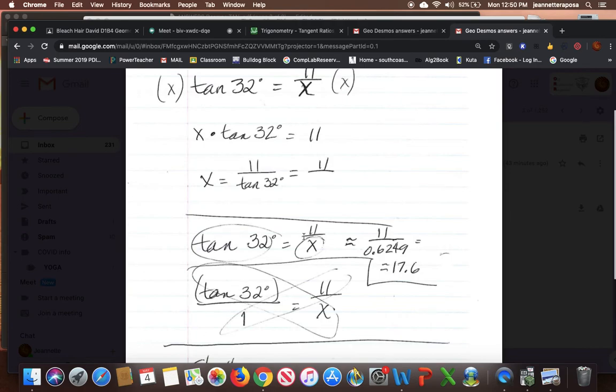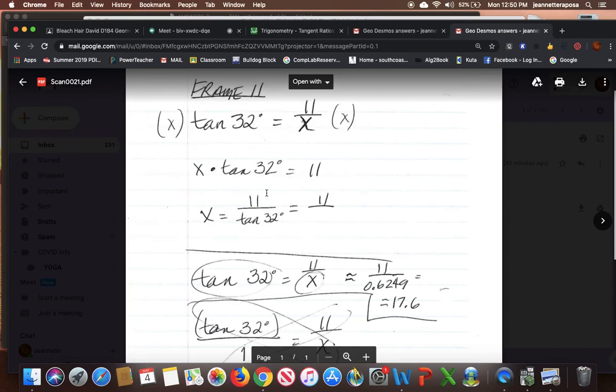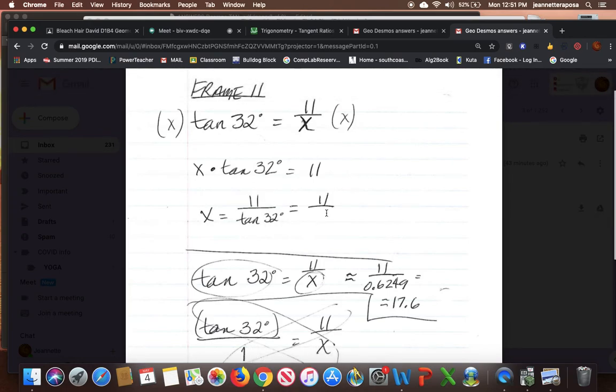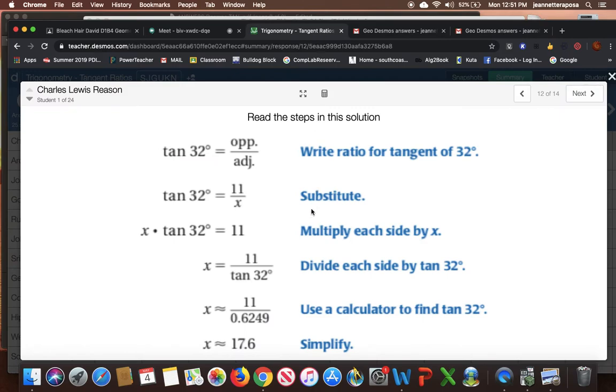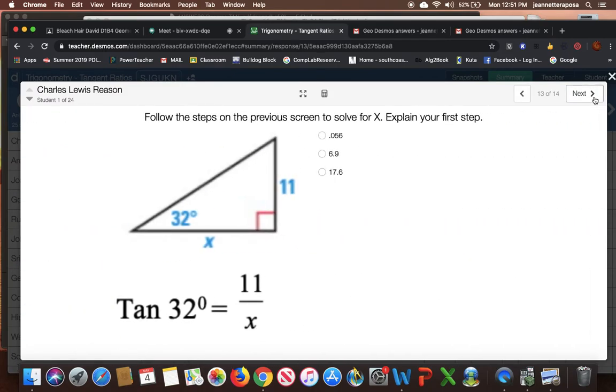So anyway, it just becomes x equals 11 divided by the tangent of 32. I didn't finish this, but it was finished over here anyway. So it's 17.6. So, yep, 17.6 should be the answer we get for that.